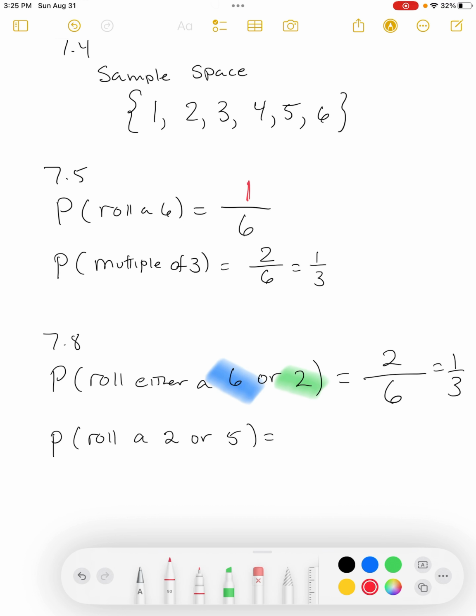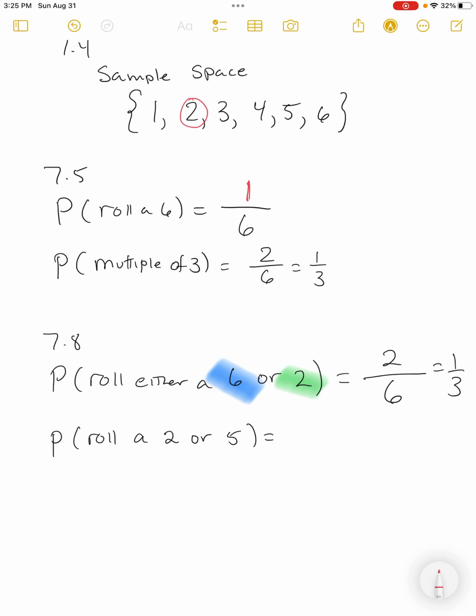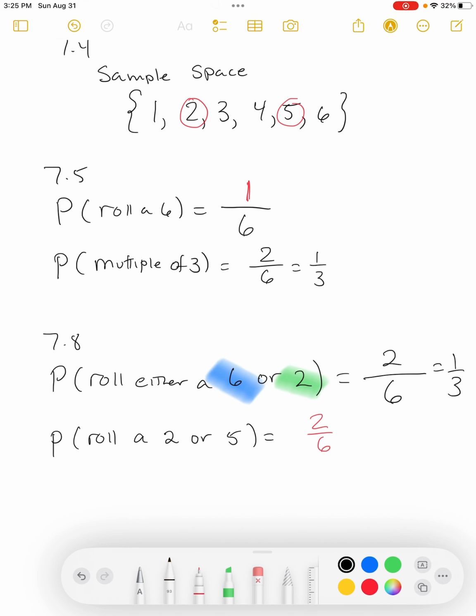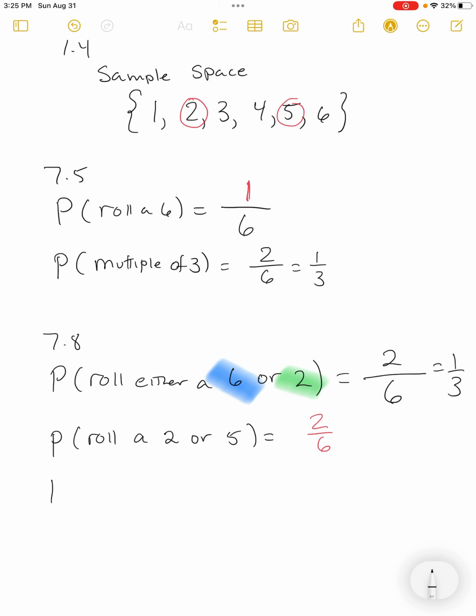So first thing I would recommend is look for all your 2s. There's only one of them. Then I would look for all the 5s. There's only one of them. So again, it's 2 out of 6. And that's our answer for that one. So you think, well, this is pretty simple. And it does stay simple.